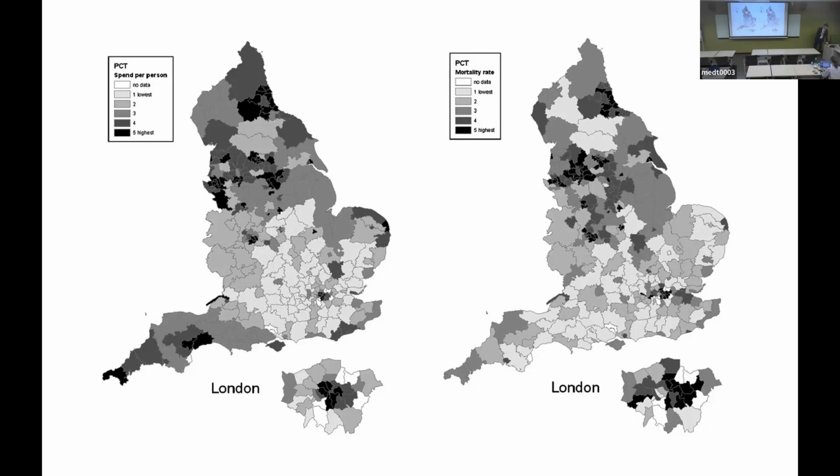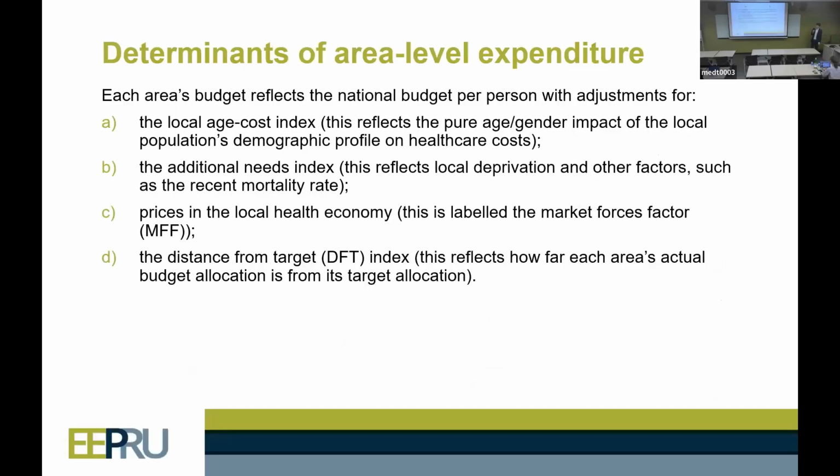Because this isn't always what we observe in all countries when we just look at the raw data. Well, the reason for this is that each area's budget, so when they devolve the national budget to local areas, there's a formula for deciding how much budget each area should get. And this formula depends on sort of 4 factors. You can break it down into these 4 factors. The first one is the age demographic profile of the local area. And effectively, the older the area, the more money is allocated to that area in order to deal with those health needs. In addition, there's an additional needs index.